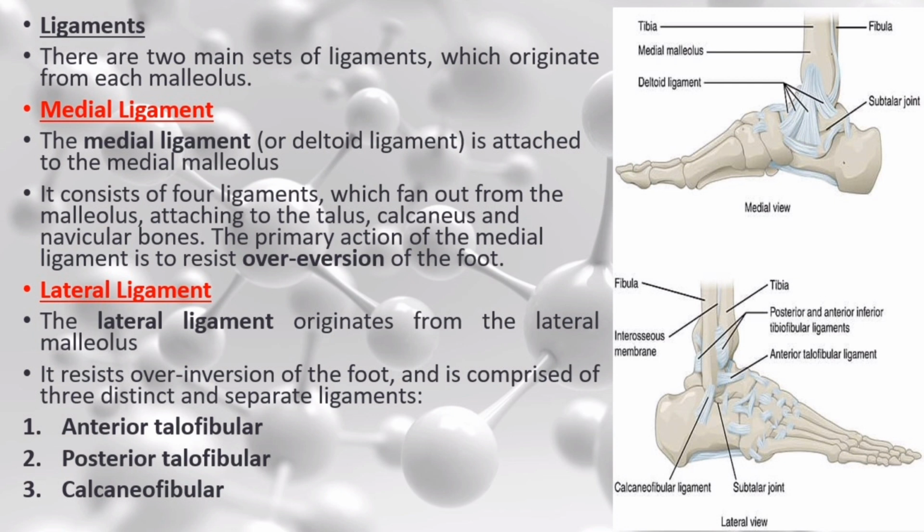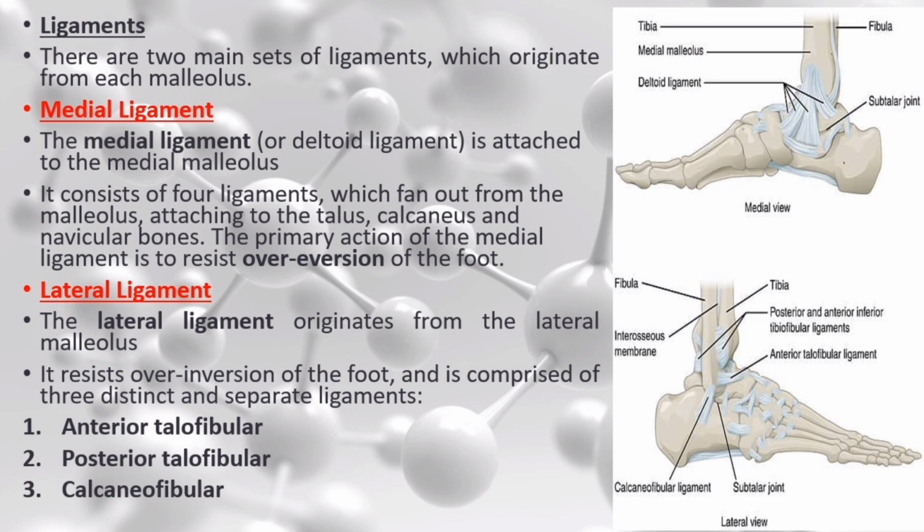Medial ligament. The medial ligament, or deltoid ligament, is attached to the medial malleolus, a bony prominence projecting from the medial aspect of the distal tibia. It consists of four ligaments, which fan out from the malleolus, attaching to the talus, calcaneus and navicular bones. The primary action of the medial ligament is to resist over-eversion of the foot.